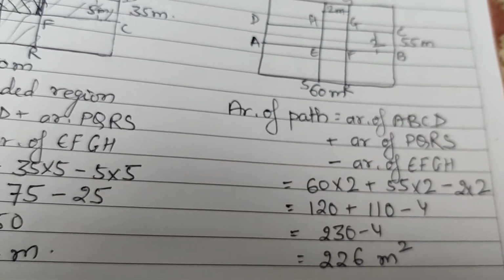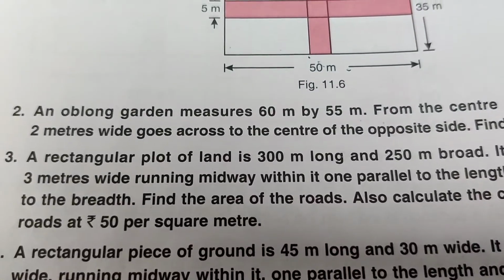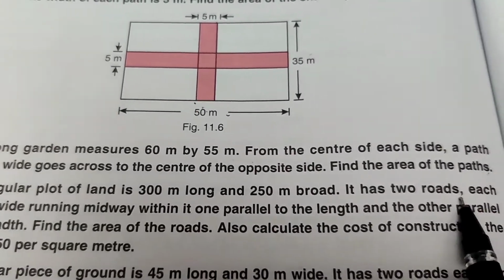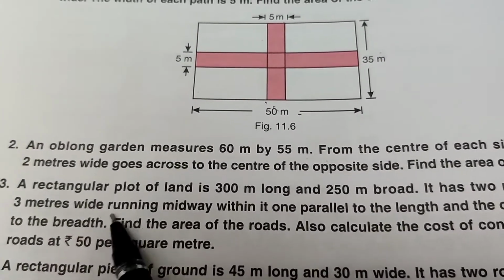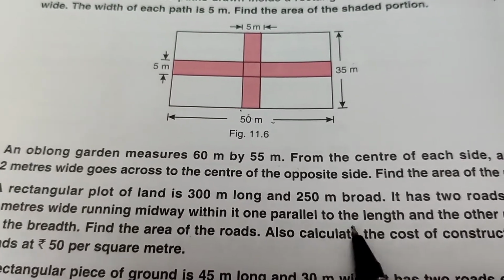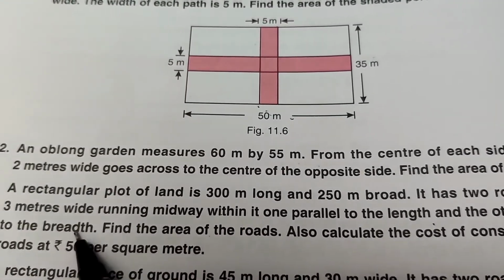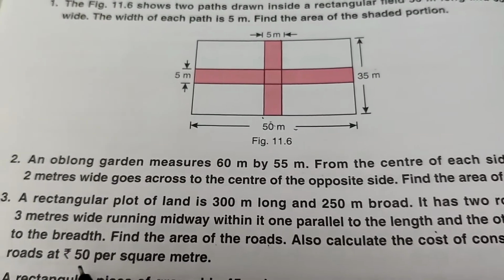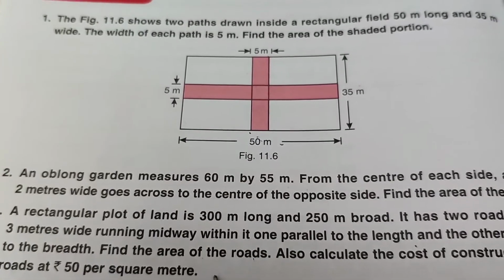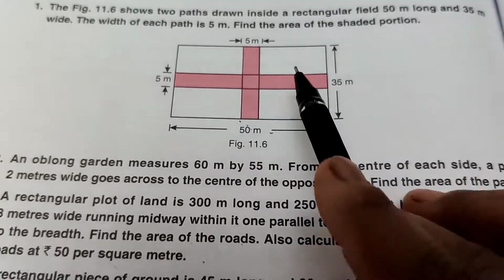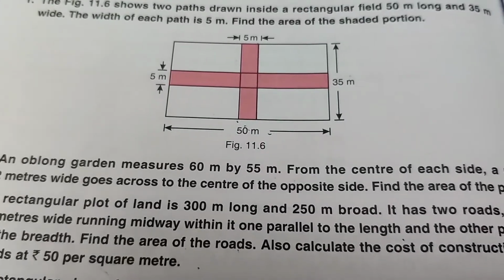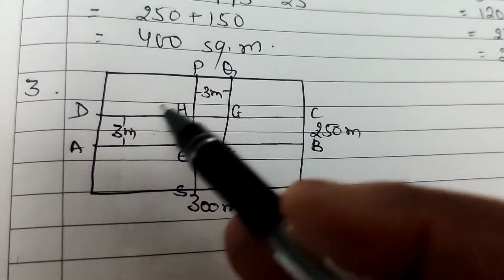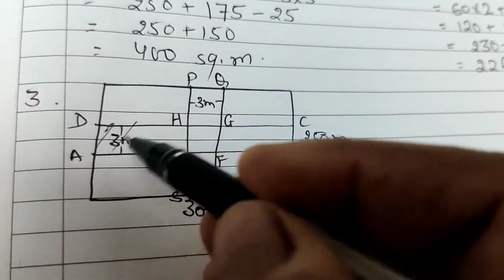Now question number 3. A rectangular plot of length 300 meter long, 250 meter broad. It has two roads, each 3 meter wide, running midway within it, one parallel to the length and other parallel to the breadth. Find the area of the roads and also calculate the cost of constructing the roads at 50 paisa per square meter. This is also the same question. All the three questions are same. This is the figure. 300, 250 meter and 3 meter wide road. Same area of the road.